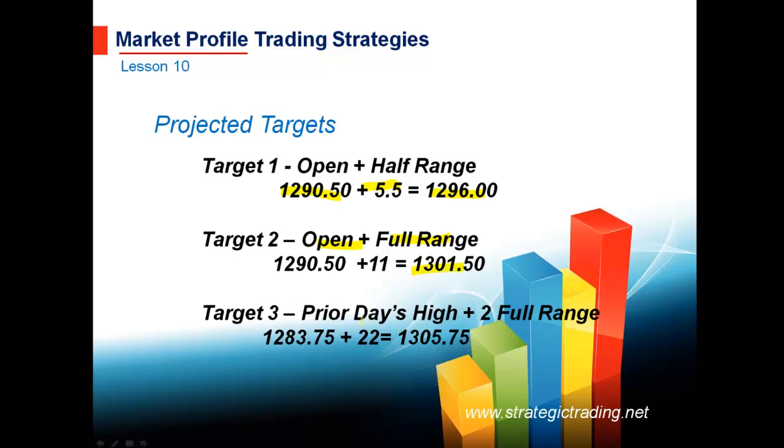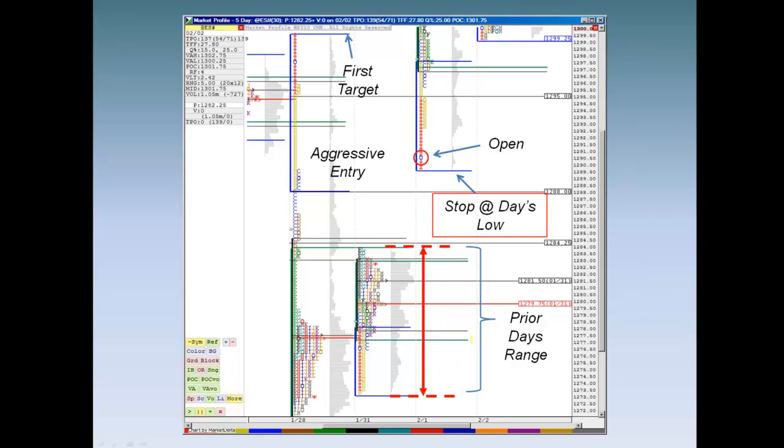Third target, prior day's high plus 2 full range. If we really get an explosive move, you're going to get twice the full range of the prior day, but instead of using the open, I want you to use the prior day's high, and I'll show you why in just 1 second here. Take a look. We opened already above the high of the prior day. This is part of the move. We can't neglect this. We can't ignore this.